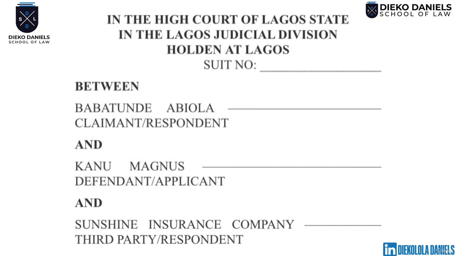The first thing is that you replicate the first set of things that you put in your motion paper. The heading of the court is the same in your affidavit. The suit number, the same in your affidavit. Between the 3 layers, the same in your affidavit. You just copy and paste. Right? You copy and what? And you paste.